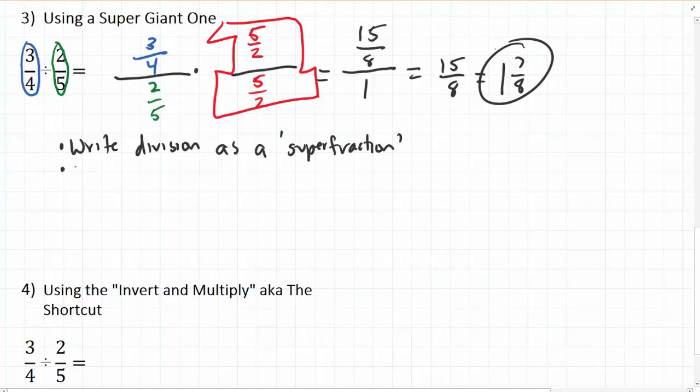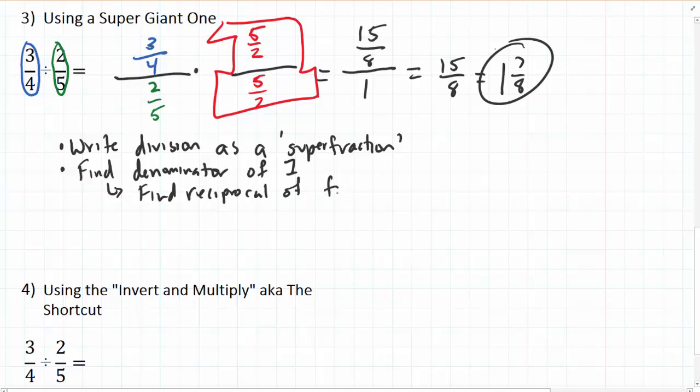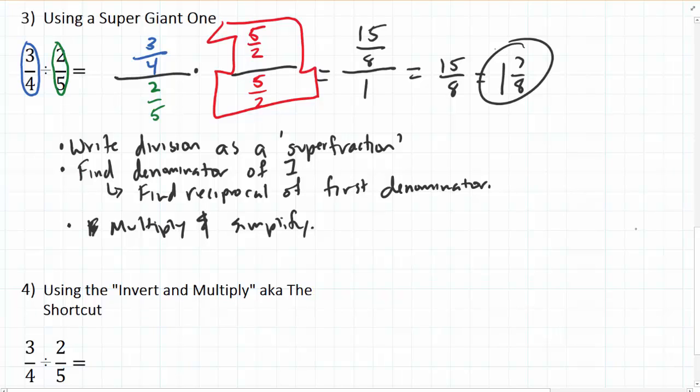We need to find a denominator of 1. And to do that, we find the reciprocal of the first denominator. And then we just multiply and simplify. Okay.